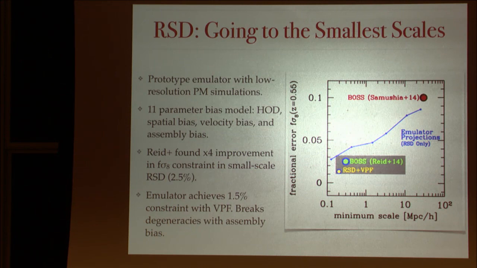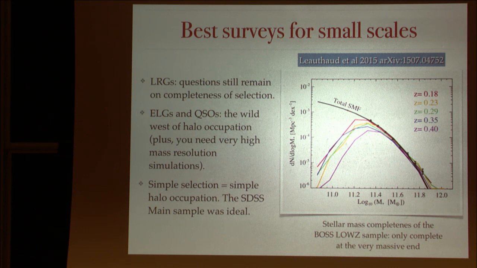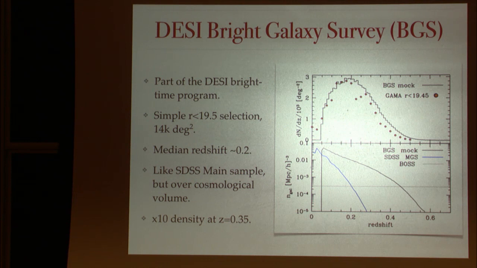All right, so just repeating things that we've said, the best survey for this sort of thing would be something where your selection is pretty simple. LRGs, ELGs, and QSOs all have issues. They may be more susceptible to assembly bias or less susceptible. It depends. That's why I'm going to spend most of my time over the next few years working on something called the Bright Galaxy Survey, which Nikhil talked about. This is basically like your Sloan main sample, which is wonderful to work with in terms of halo occupation, blown up into cosmological volumes.